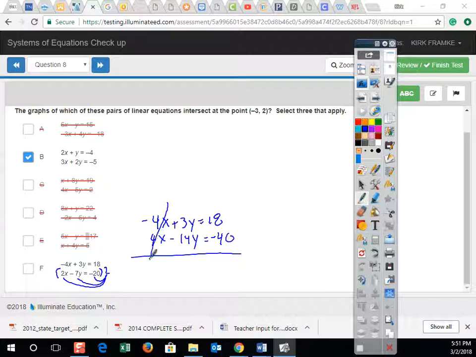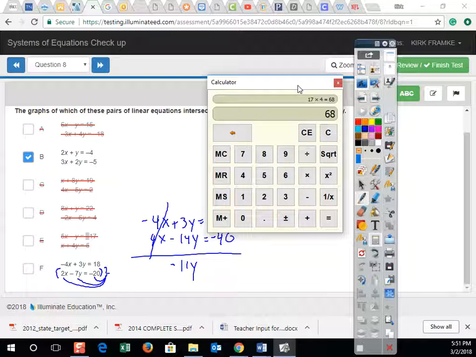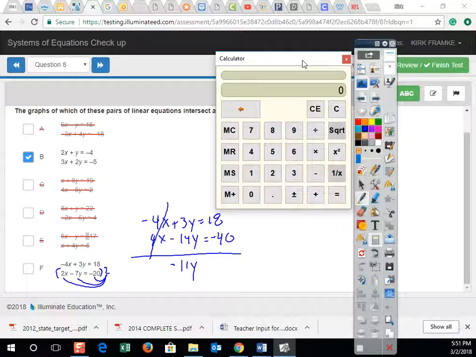So these cancel. I get negative 11y over here because it's 6 o'clock on a Friday and I'm tired. I'm going to use the calculator. Sorry. Negative 22, so y is equal to 2.